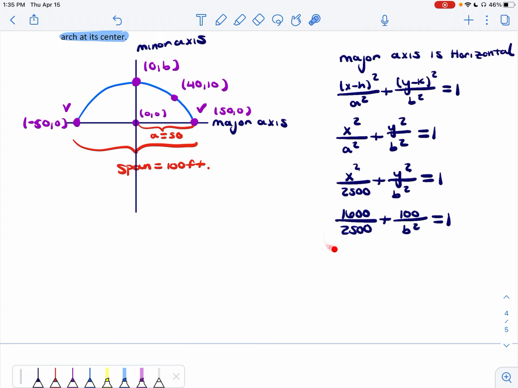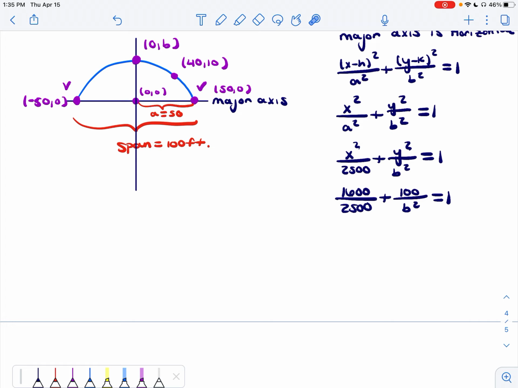So we're going to want to subtract the 1,600 over 2,500 from the 1. So 1 minus 1,600 over 2,500 gives us 0.36. So 100 over b squared is equal to 0.36. So then we're going to want to multiply the b squared over and divide by the 0.36. 100 divided by 0.36 is, let's just do it as a fraction, 2500 over 9.